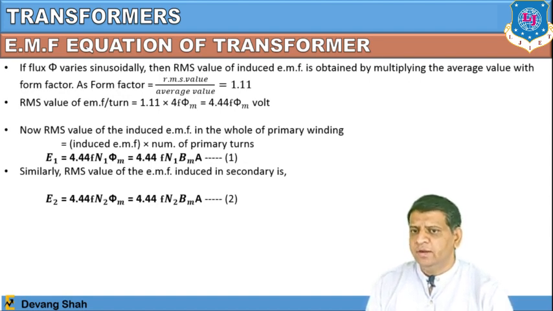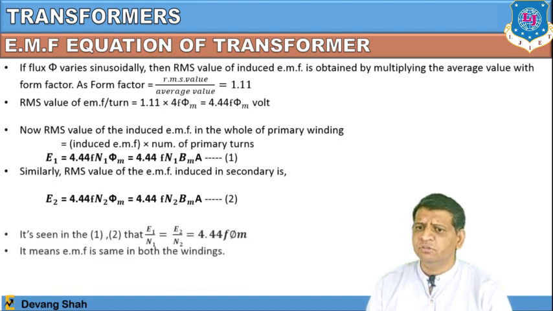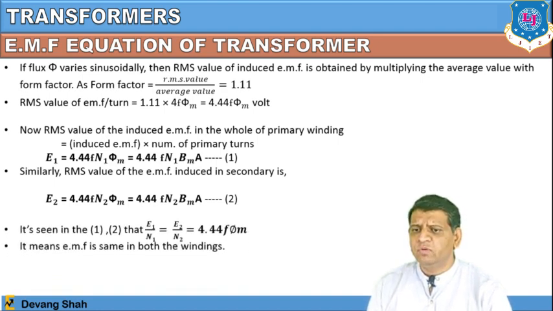Now you have in general two equations: E1 is equal to 4.44 into F into N1 into Bm into A, and E2 is equal to 4.44 into F into N2 into Bm into A. Now we take the ratio of equations 1 and 2. You can see here E1 by N1 is equal to E2 by N2, and that is equal to 4.44 F into phi m. It means the EMF per turn is the same in both the windings.